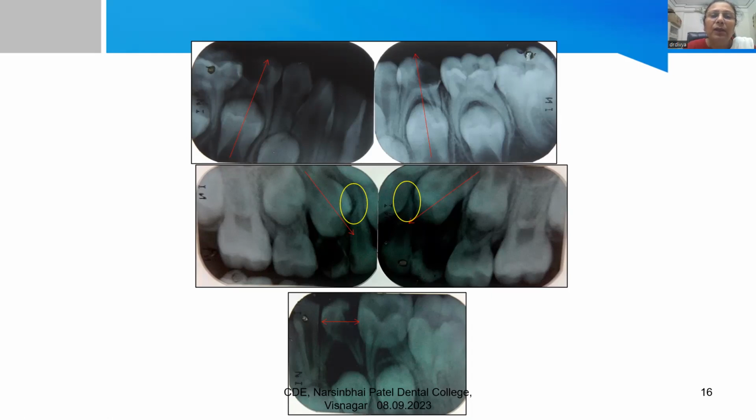Students come to me asking whether to extract or whether to go for pulpectomies. And what would you do? I always say, go and see the status of the mandibular incisors. It must be crowded, and it often is.